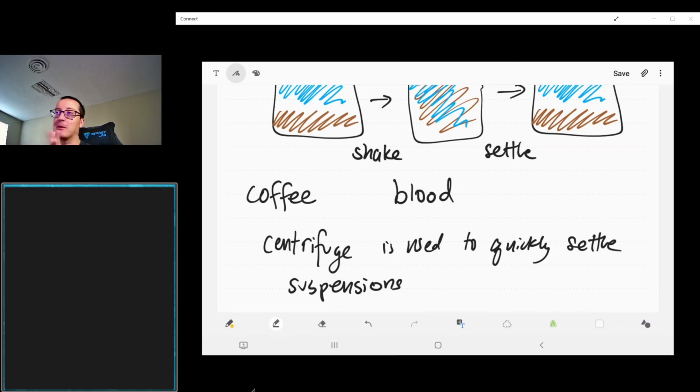We see that a lot of chemical reactions that produce solid particles will form suspensions that will eventually settle out as well, but we'll use centrifuges to speed up that process.